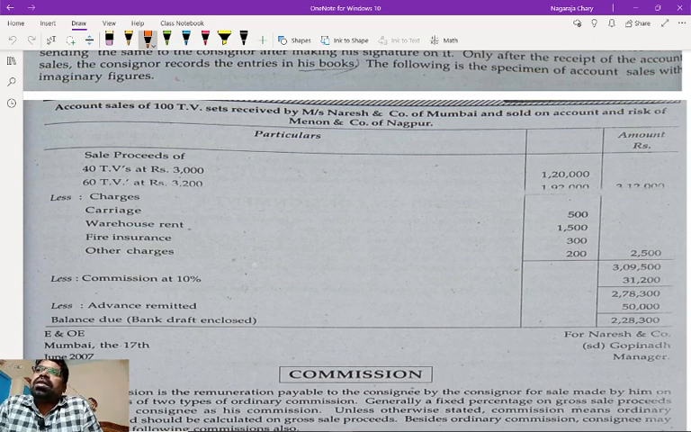Here you see the account sales of 100 TV sets received by Messrs Naresh and Company of Mumbai and sold on account and risk of Menon and Company of Nagpur. Here there are two parties. Messrs Naresh and Company, staying at Mumbai, is the consignor, and the goods are sold on account and risk of Menon and Company.